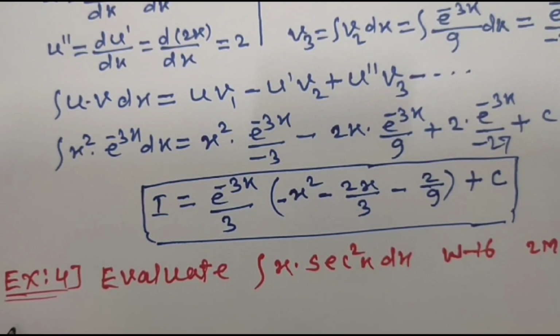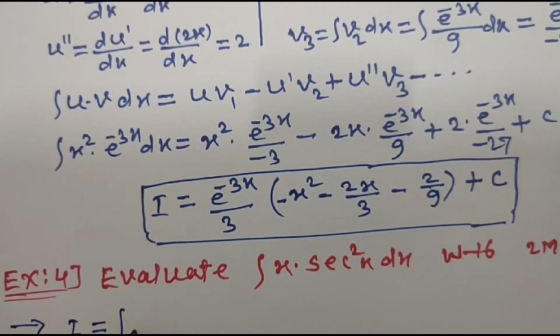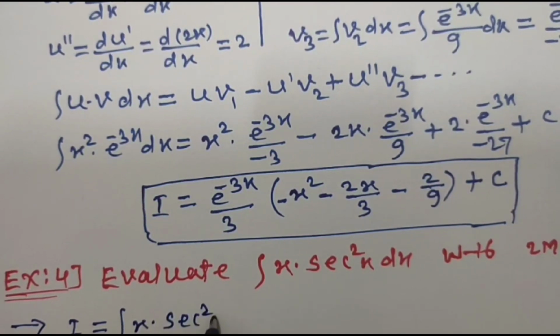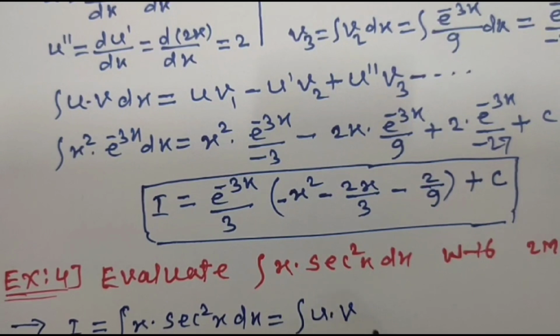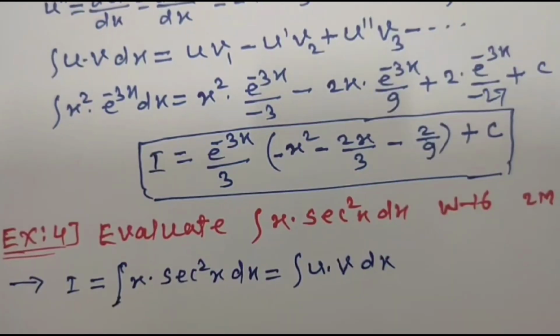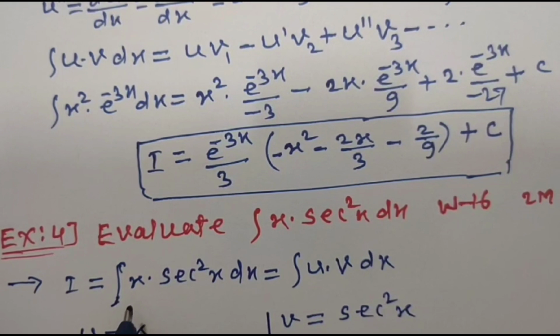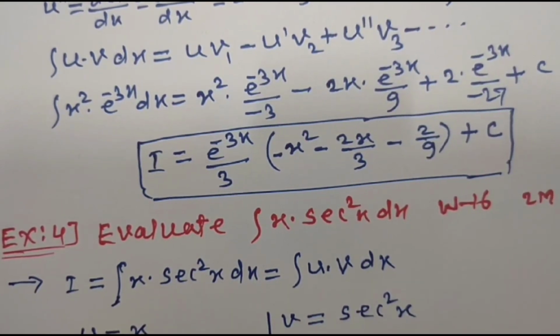Hence, first of all, take the integral I as it is and compare with u into v. The integral of x into sec square x dx is equal to the integral of u into v with respect to x. Now u is equal to x and v is equal to sec square x. u is the first function which is algebraic and v is the second function which is trigonometric.